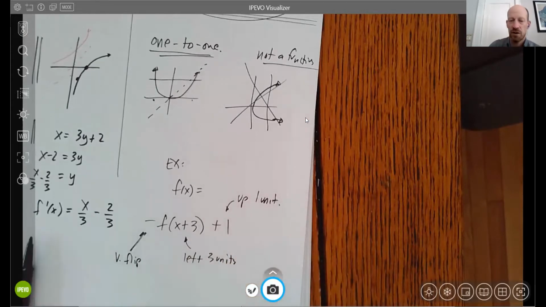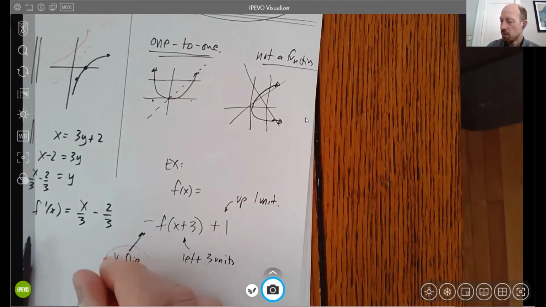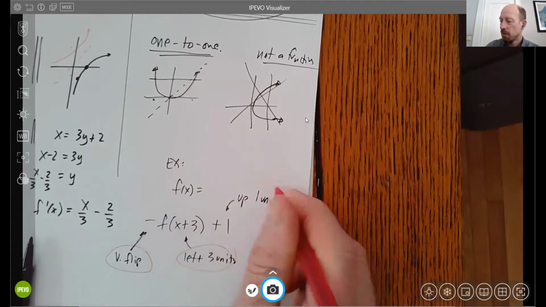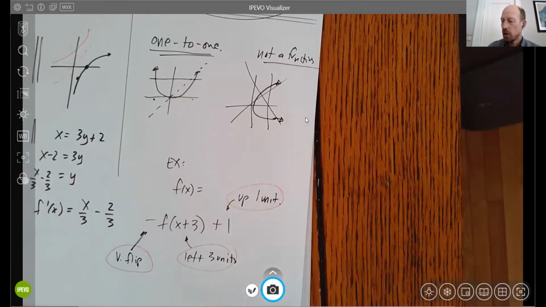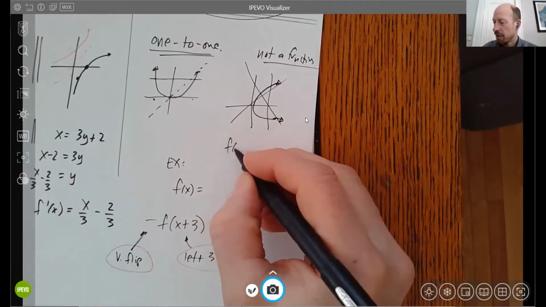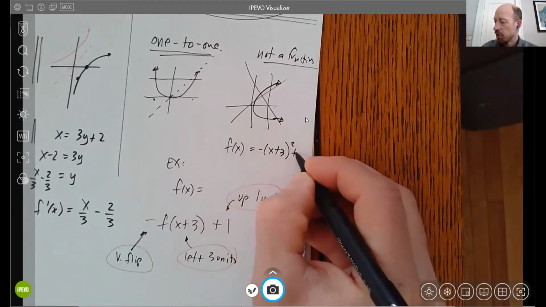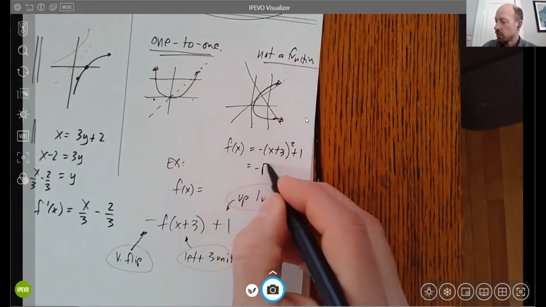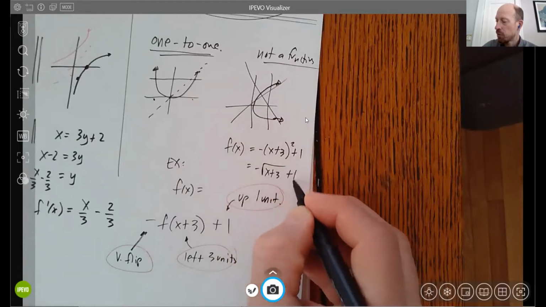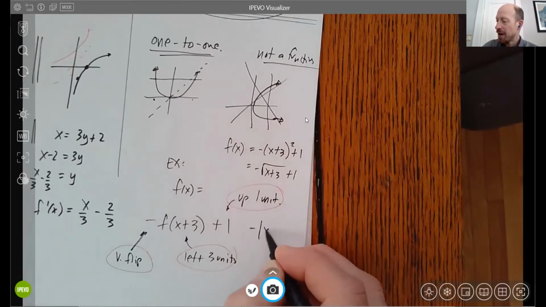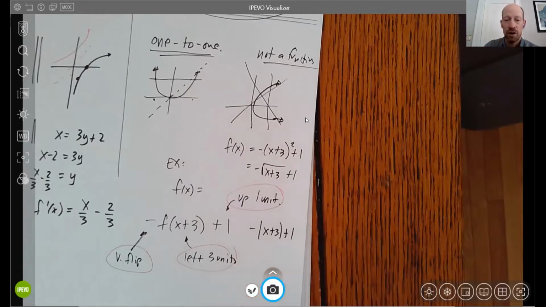And then this plus 1, because that happened at the end, that's going to be up 1 unit. So these are the transformations that are made. And so that same thing, if I have negative x plus 3 squared plus 1, or negative the square root of x plus 3 plus 1, or negative absolute value of x plus 3 plus 1, those are all the same. I start with a different starting function, but then I move it in the same way no matter which of those functions I'm working with.